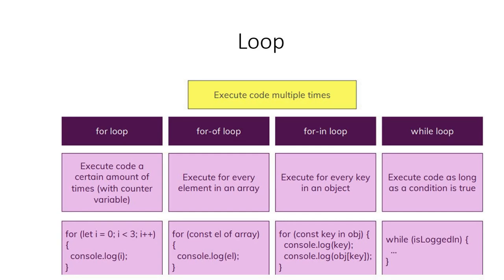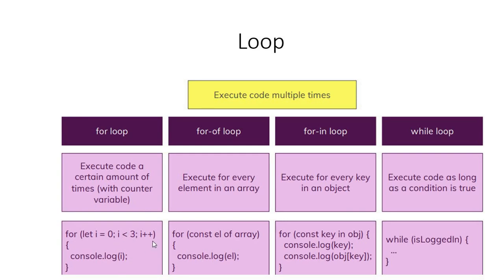We have for, and it has round braces. In round braces, we initialize the variable, which can be anything. Here, instead of i, it can be a. Then we add a condition on the variable. Our condition can be anything. Here I have used i is less than 3. Then we console log i.